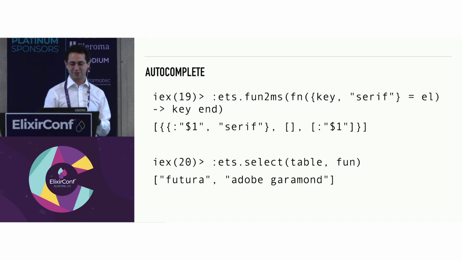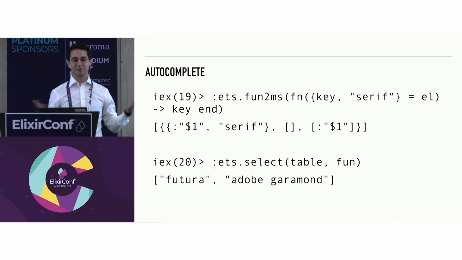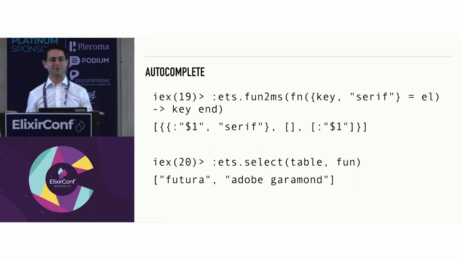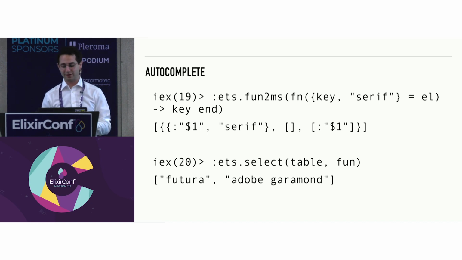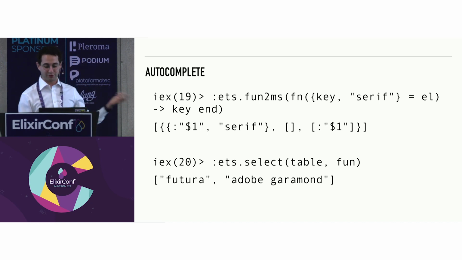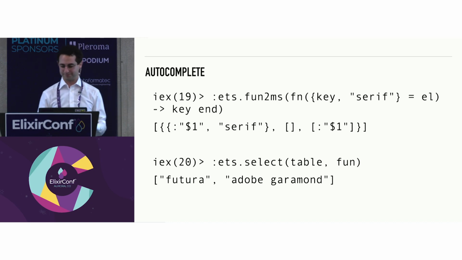Match specifications can match exact binary values. So you can return lists of results based on a string entered by a user. Turns out ETS has really efficient data structures for doing this. This example matches fonts containing serif in their classification. So Futura is sans serif, and Adobe Garamond is a serif font. So in this case, our match body gives us both. That's pretty cool.